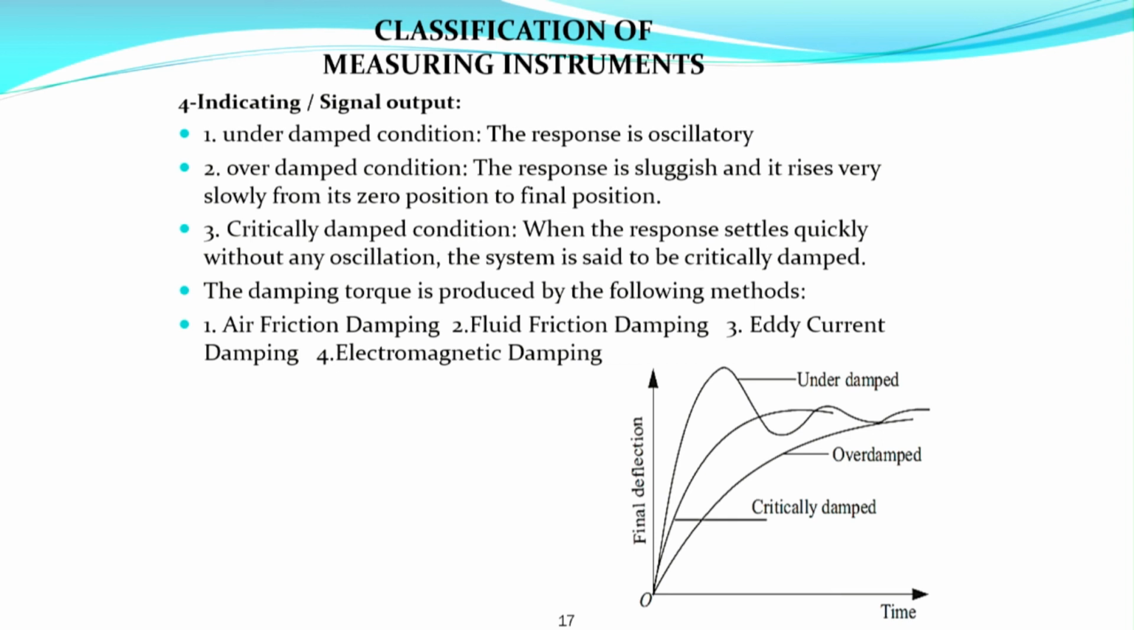Under damped condition, the response is oscillatory. Over damped condition, the response is sluggish, and it rises very slowly from the zero position to the final position. Critically damped condition is when the response settles quickly without any oscillation. The damping torque is produced by the following methods: air friction damping, second, fluid friction damping, third, eddy current damping, and fourth, electromagnetic damping.